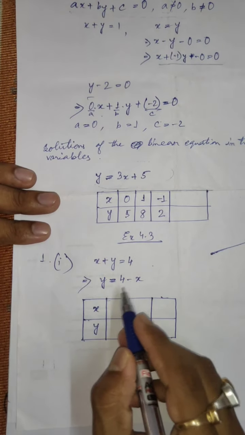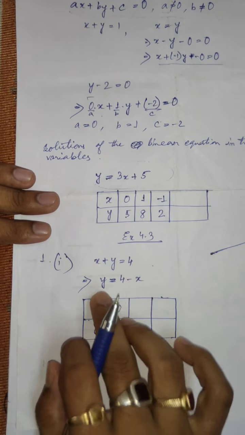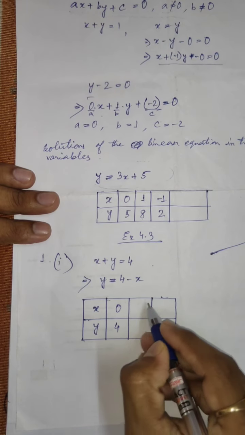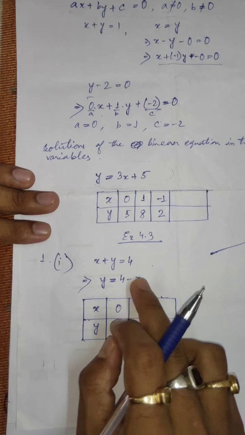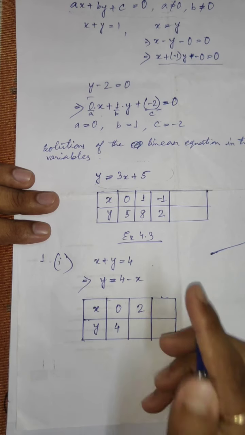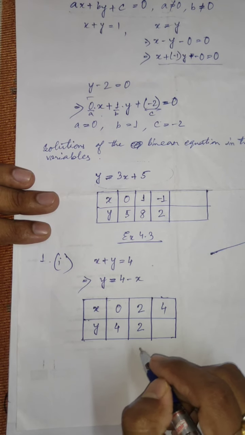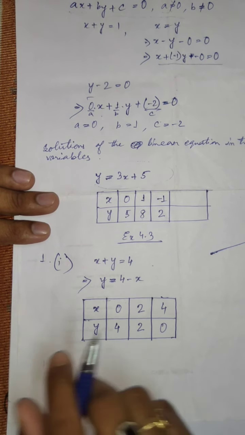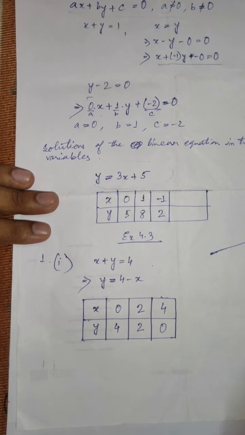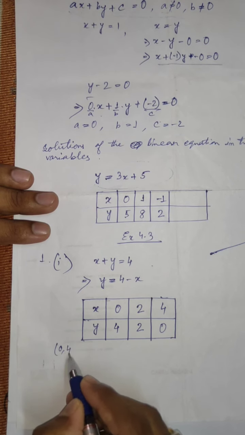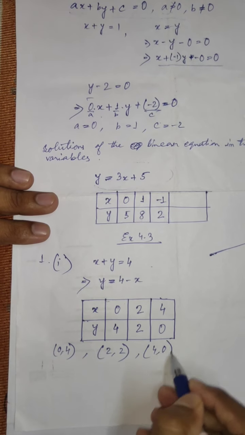That's why. So if we consider the value of x first as 0, then what would be the value of y? 4 minus 0, 4. Next we consider 2. If the value of x is 2, then 4 minus 2 is 2. Value of y is 2. Okay, if we consider the value of x is 4, then 4 minus 4 is equal to 0. See, we have got the 3 points: (0, 4), (2, 2), and (4, 0).